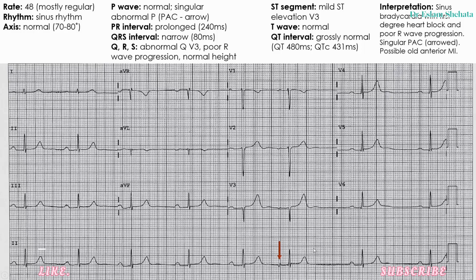So this is an interesting ECG in that at first glance it doesn't look particularly abnormal, but if you look closely you do start to notice things like the first degree heart block, poor R wave progression, and you can actually see there is conduction disease and evidence of ischemic heart disease on this ECG.